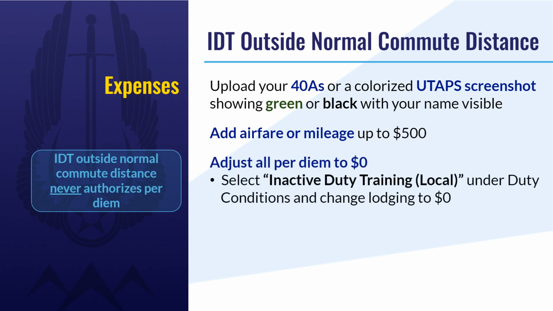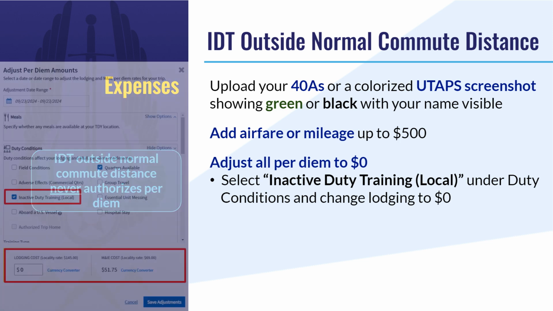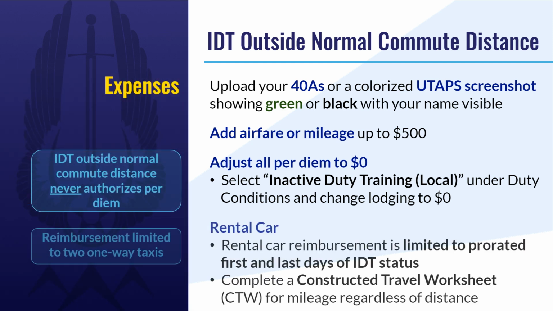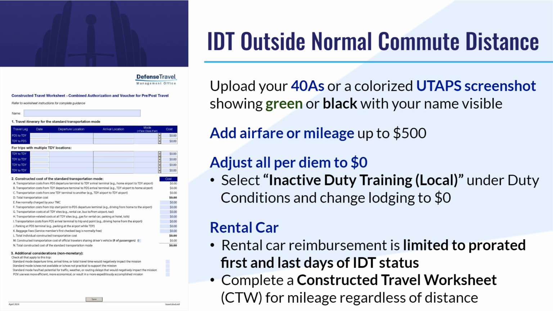Adjust per diem to $0 for all days. IDT travel is based on actual expenses, not per diem. Select an active duty training, local in parentheses under duty conditions and change lodging to $0. Rental car expense reimbursement is only authorized for the prorated amount on the first and last day of IDT status and limited to the cost of 2 one-way taxis. A constructed travel worksheet is required for mileage regardless of distance as of April 1, 2024.